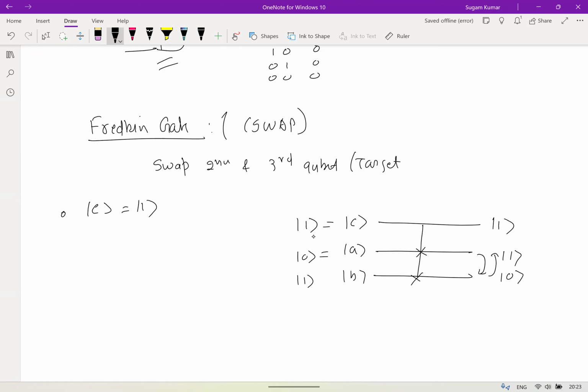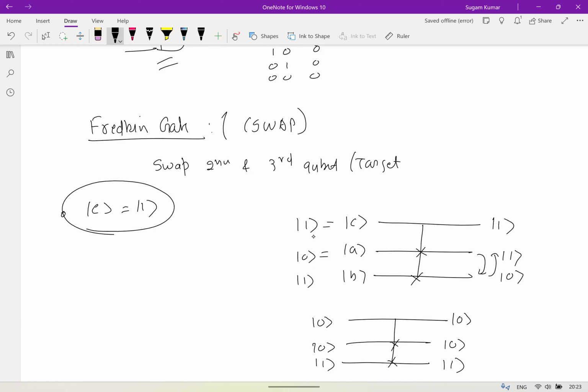But if the control bit is 0, and here it is a 0, here it is a 1, then it will do nothing. No swapping will take place. So swapping will take place only when the control bit is 1. So this one control bit is going to control 2 target bits. That is called the control swap.